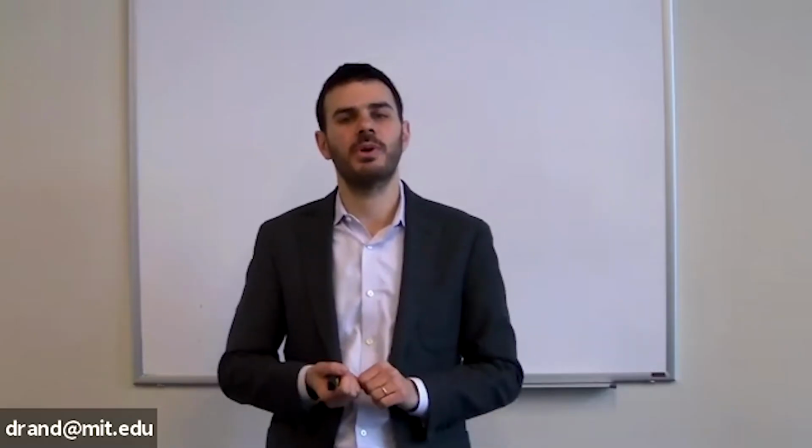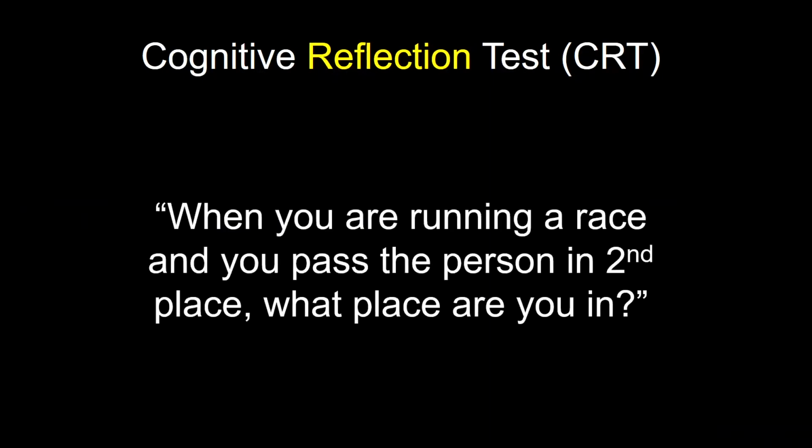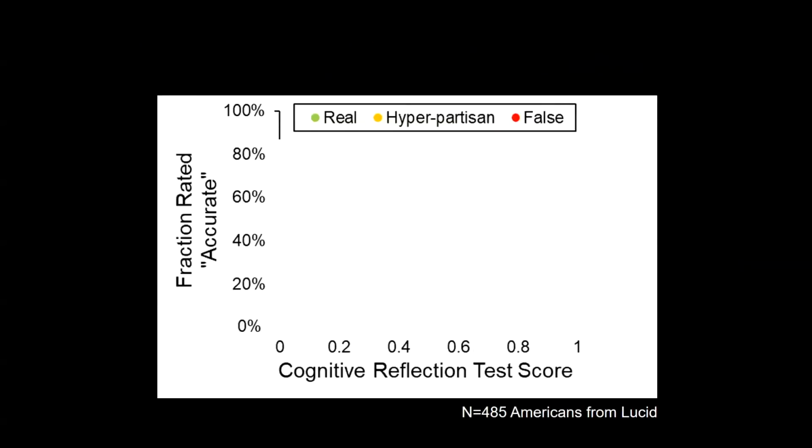For example, consider this one. When you're running a race and you pass the person in second place, what place are you in? First comes naturally to mind, and you might just write that down, or you might introspect for a minute and realize, oh no, wait, when you pass the person in second place, then you're in second place. And the key experimental question for us then is, what's the relationship between how well people do on this test, which I'll show on the x-axis, and how accurate they rate the different kinds of headlines, which I'll show on the y-axis. This particular data set is from 485 Americans, but we've replicated this many times, although mostly with Americans.